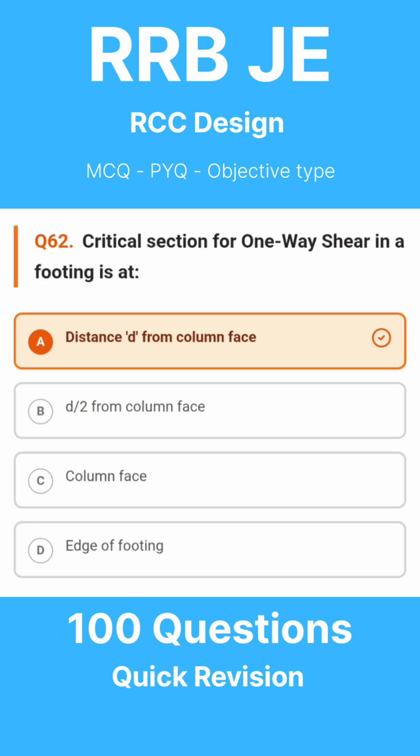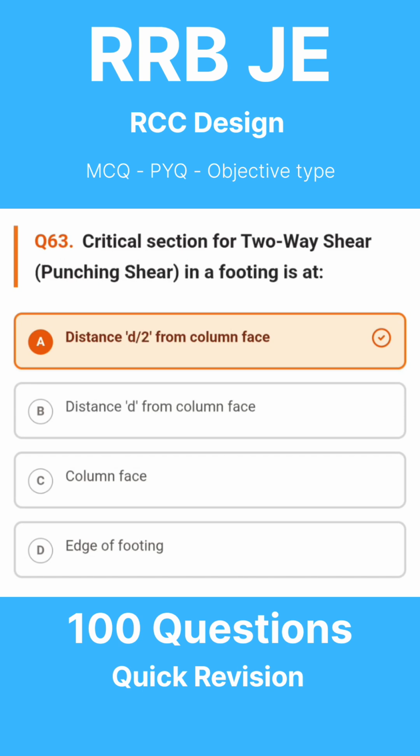Question 62. Critical section for one-way shear in a footing is at. The correct answer is distance D from column face. Question 63. Critical section for two-way shear, punching shear, in a footing is at. The correct answer is distance D divided by 2 from column face.